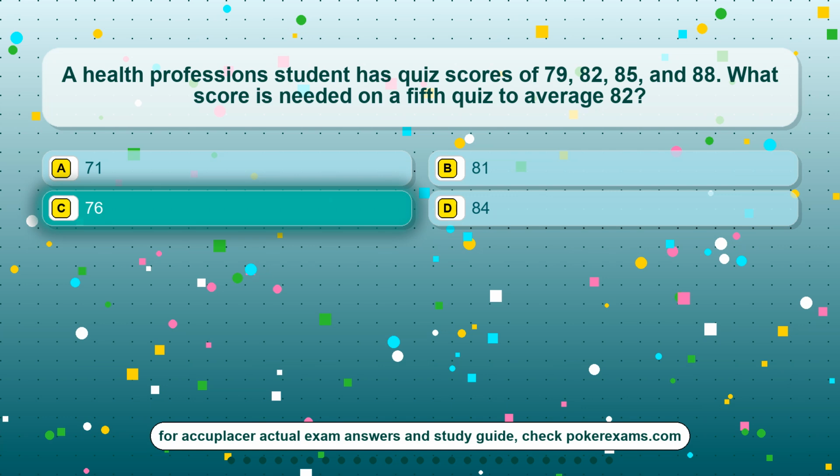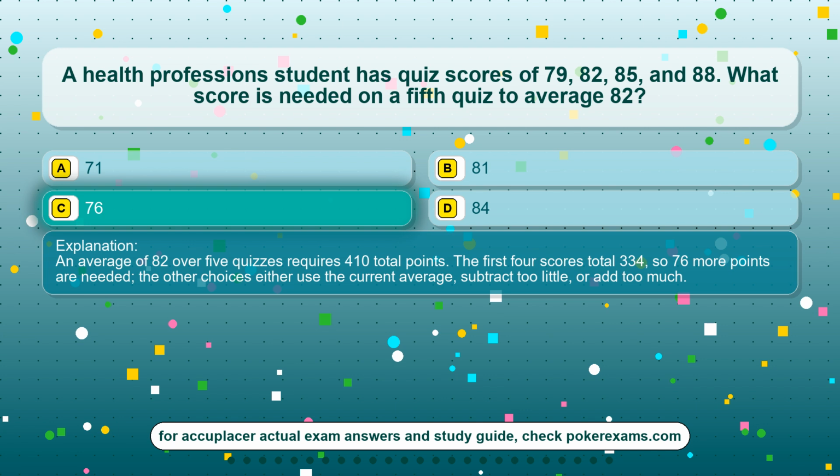The correct answer is option C. 76. An average of 82 over 5 quizzes requires 410 total points. The first 4 scores total 334, so 76 more points are needed. The other choices either use the current average, subtract too little, or add too much.